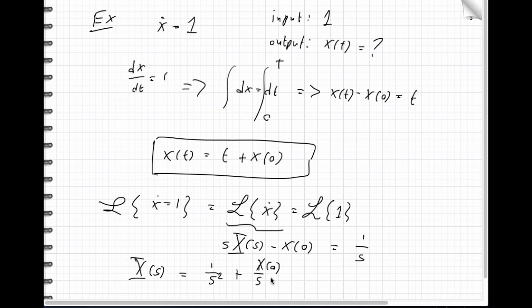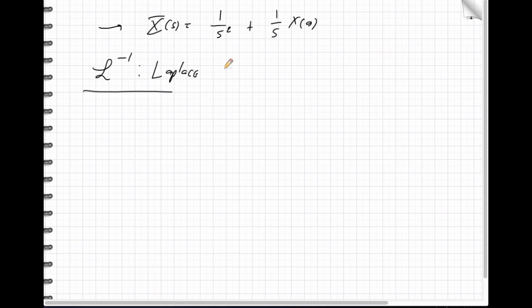Okay, so we're really close. And remember, this is really the Laplace transform of x of t is X of s. All right. So how do we get x of t? We're going to do an inverse Laplace transform. We're going to use the tables for that. So let's move forward on that. So X of s equals 1 over s squared plus 1 over s times x naught. Now I'm going to do my Laplace inverse.